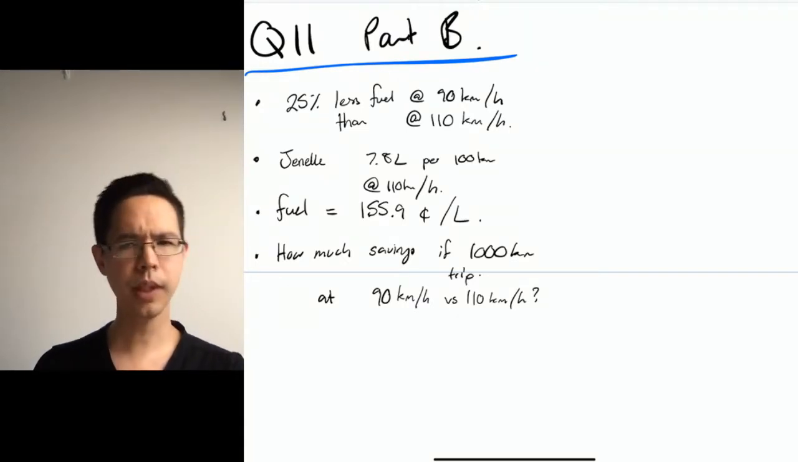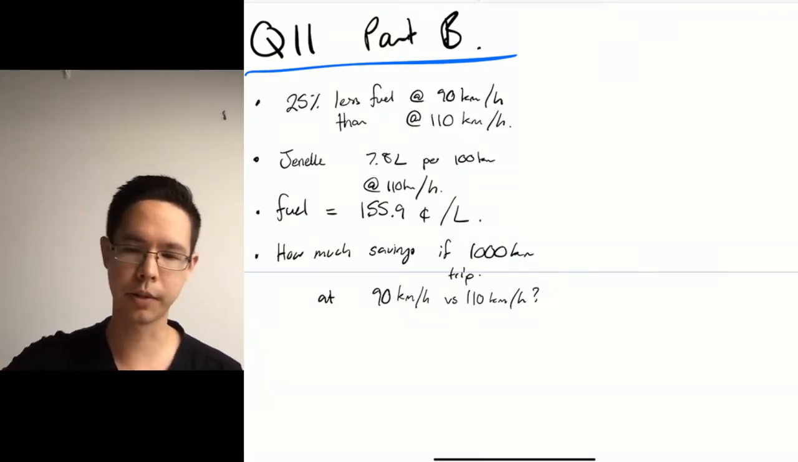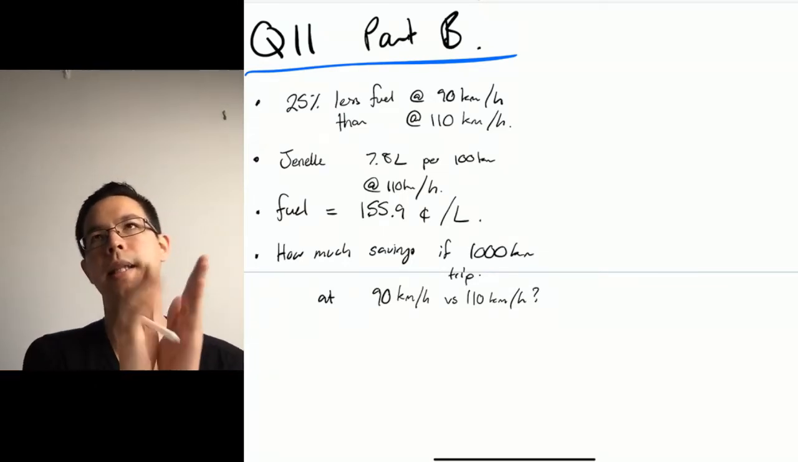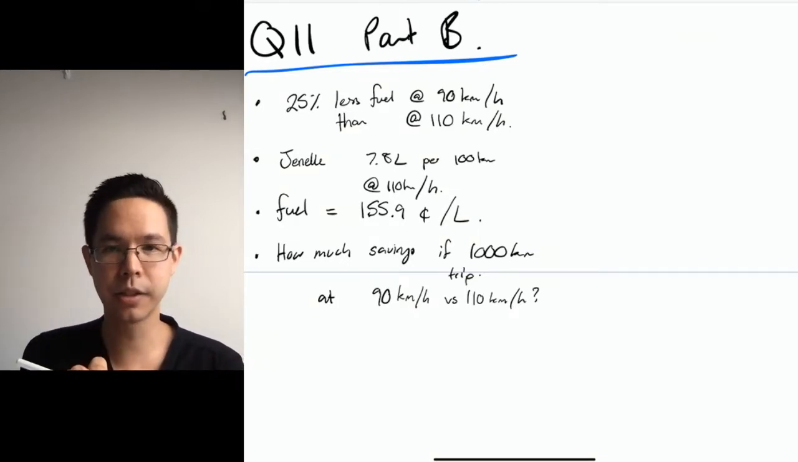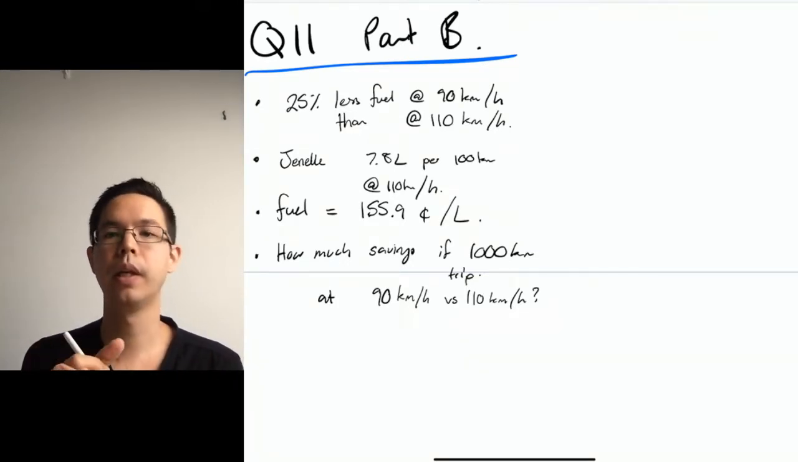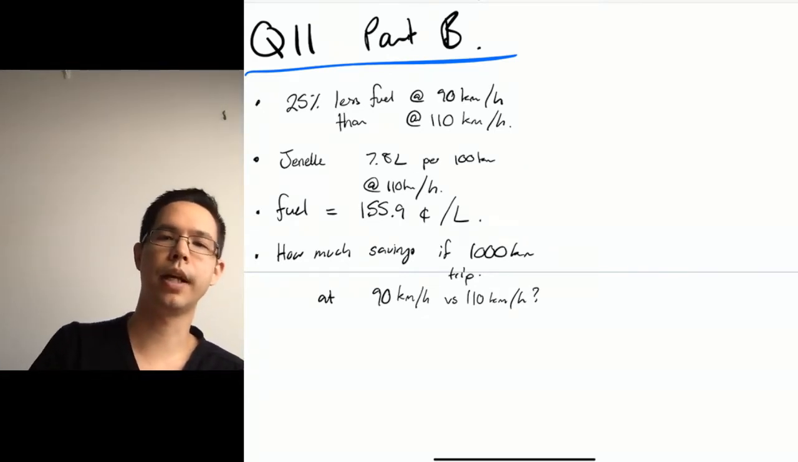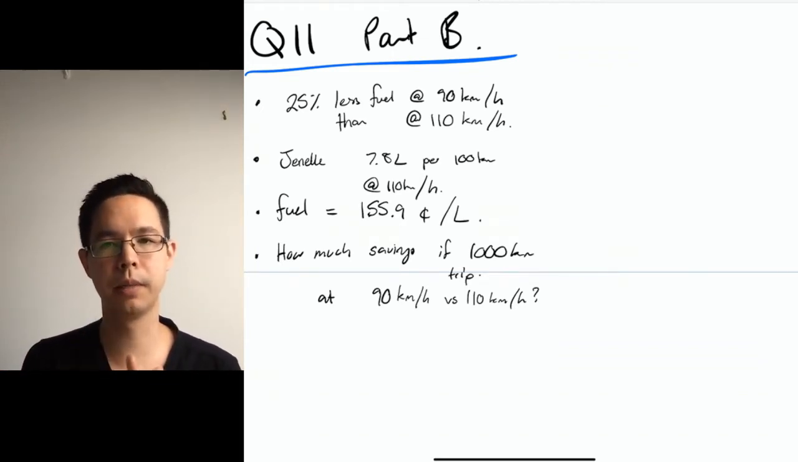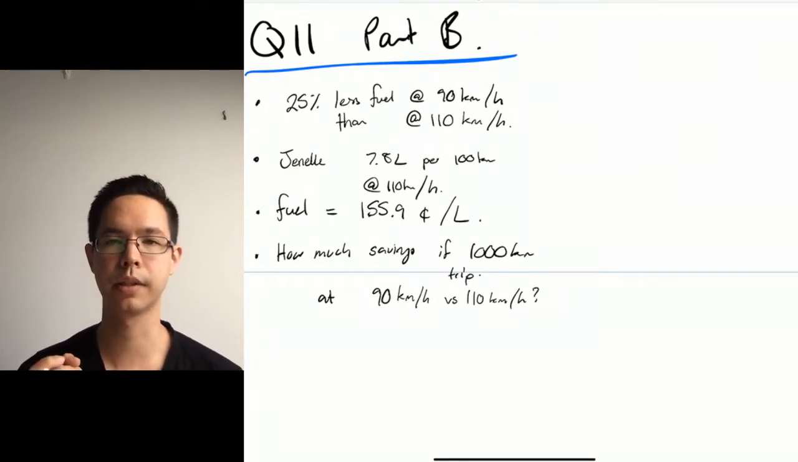Alright, that is quite a lot of info in the question itself, so my go-to approach would be highlighting. I'd get a nice bright color and highlight all the numbers, and the information that goes with them. So for example, 25% less fuel at 90 kilometers per hour than 110 kilometers per hour. I'm just trying to highlight the numbers and some of the words that go with them to give context.